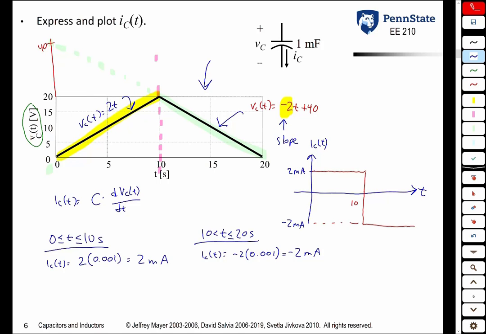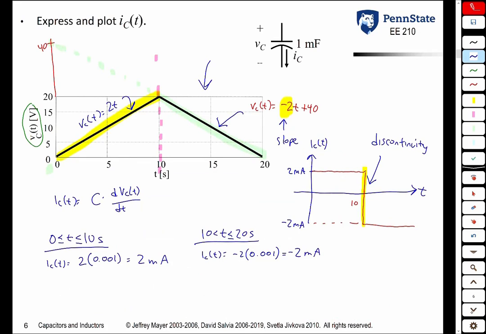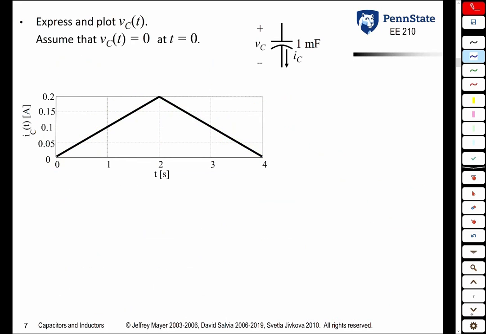One thing to note here, you can have a discontinuity in a current. That is the discontinuity. From the previous page, we said that the voltage cannot change instantaneously. We said nothing about the current. Let's go the other way now.